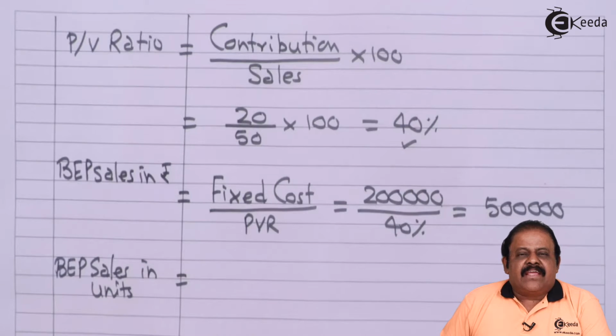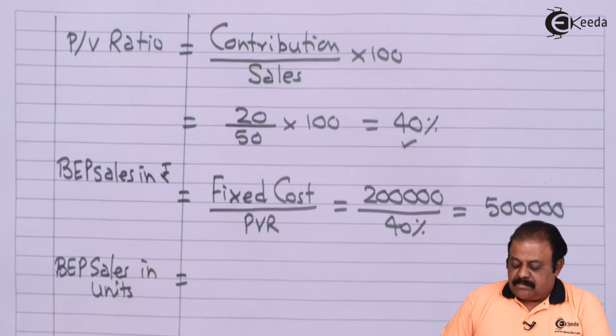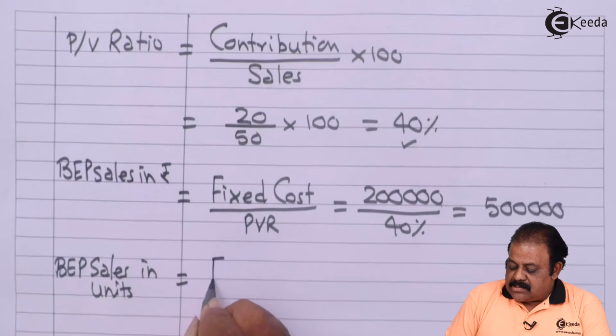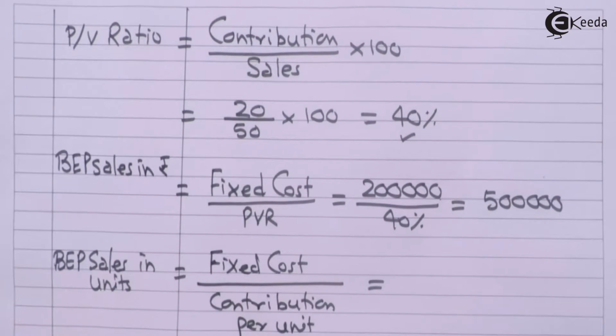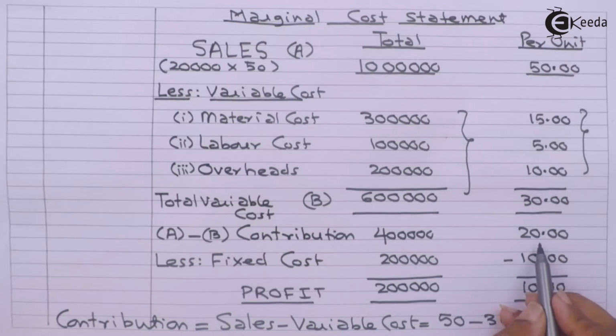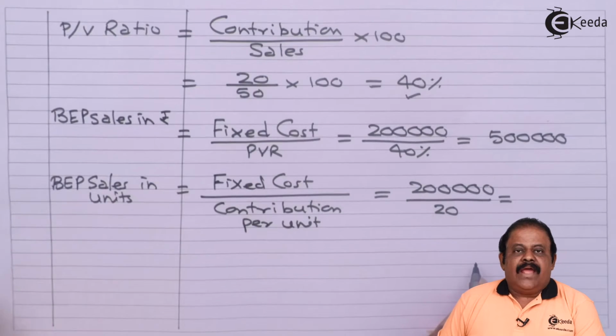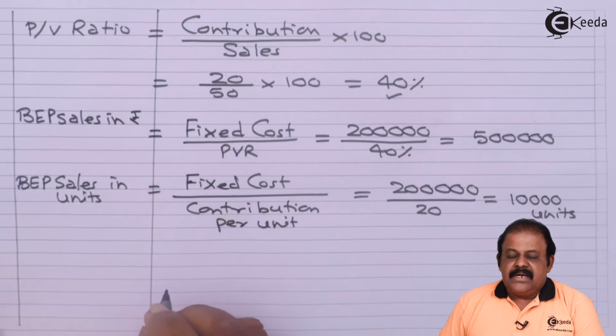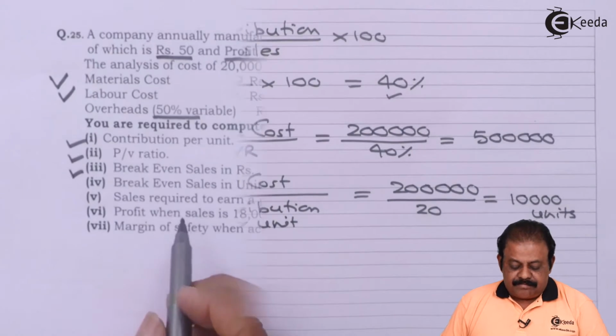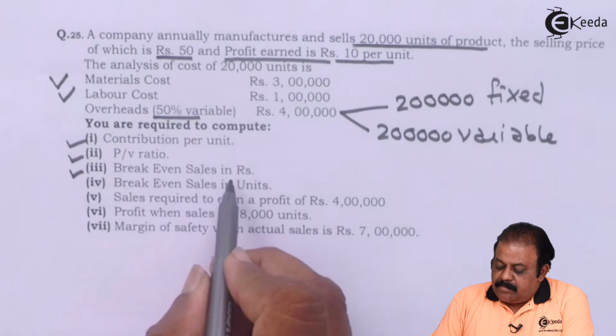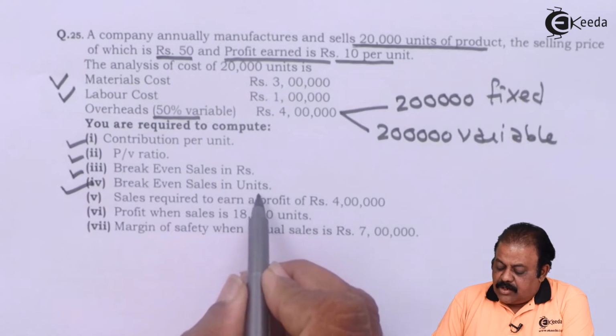Next they ask break-even point sales in units. Formula is fixed cost divided by contribution per unit. Fixed cost 2 lakhs. Contribution per unit we have 20 rupees. 2 lakh divided by 20 is 10,000 units. So we have got break-even sales in rupees and break-even sales in units.